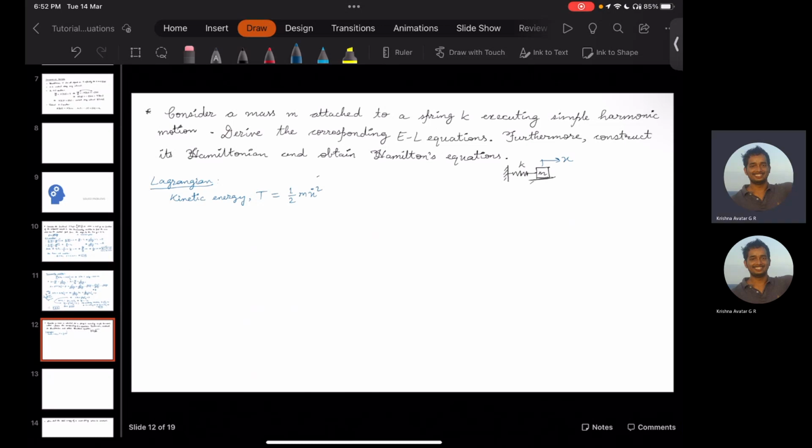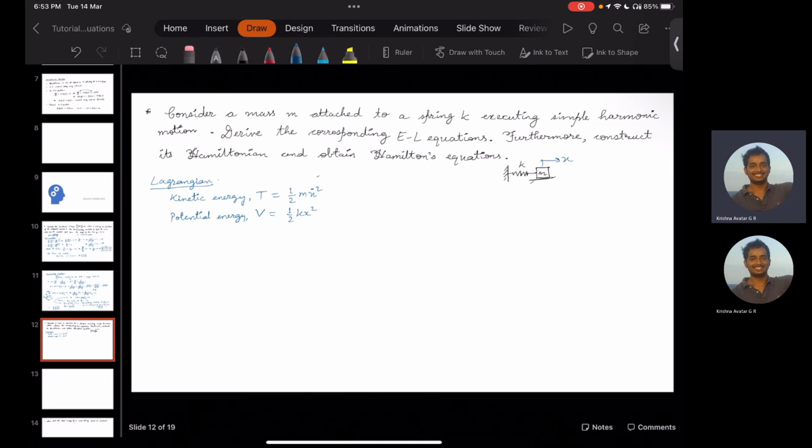And then due to extension in the spring, there is an elastic energy. So there is an elastic strain in the spring, which produces some restoring force. Because of this, the spring has something known as potential energy, but to be more specific, it is nothing but strain energy, right? But we still call it a potential energy. We denote it by capital V. This is equal to half kx squared, right?